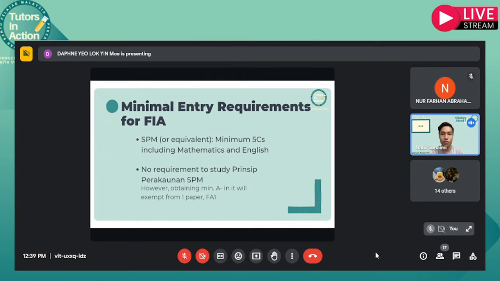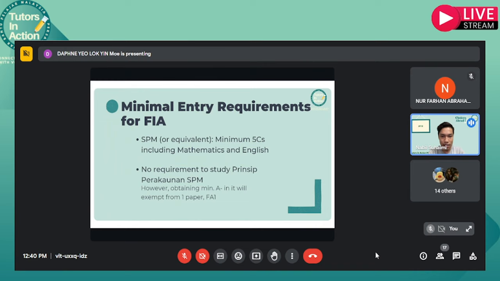However, if you studied principles of accounting in SPM before and you obtained a minimum of A minus in it, you will be exempted from one paper in ACCA FIA, which is the FA1 paper, Recording Financial Transactions. Moving on to the next slide.